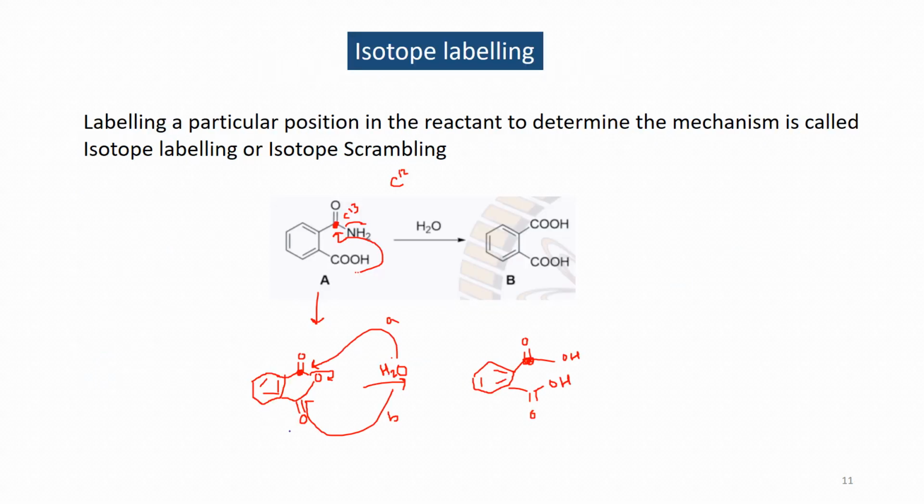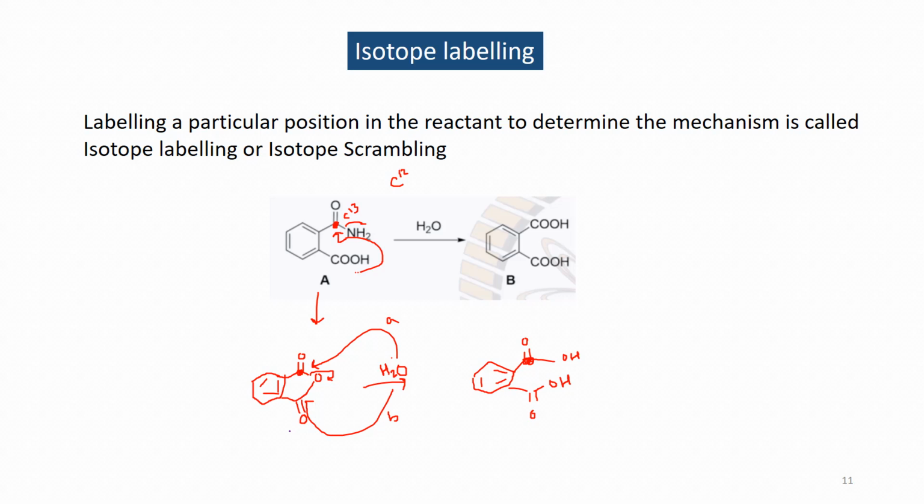Next is isotope labeling. Labeling a particular position in the reactant to determine the mechanism is called isotope labeling or isotope scrambling. To know the reaction mechanism, we can label one of the atoms involved in the reaction of the substrate with its isotope. Suppose we mark the carbon with its C13; then after the reaction, from the place of the C13, you can determine the mechanism of the reaction.